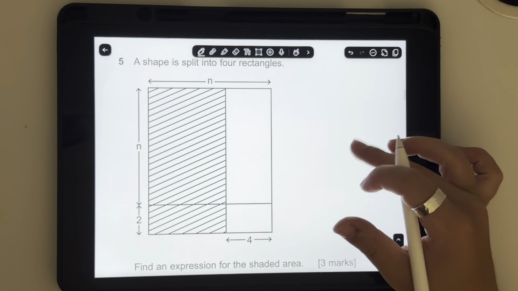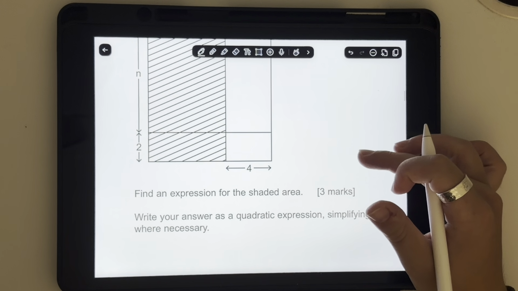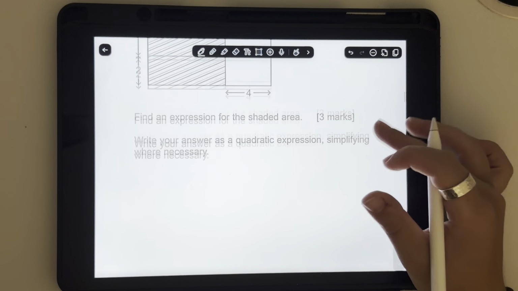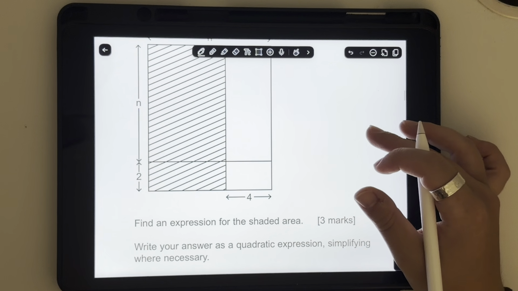Okay. A shape is split into 4 rectangles. Find an expression for the shaded area. Write your answer as a quadratic expression, simplifying where necessary. Okay.